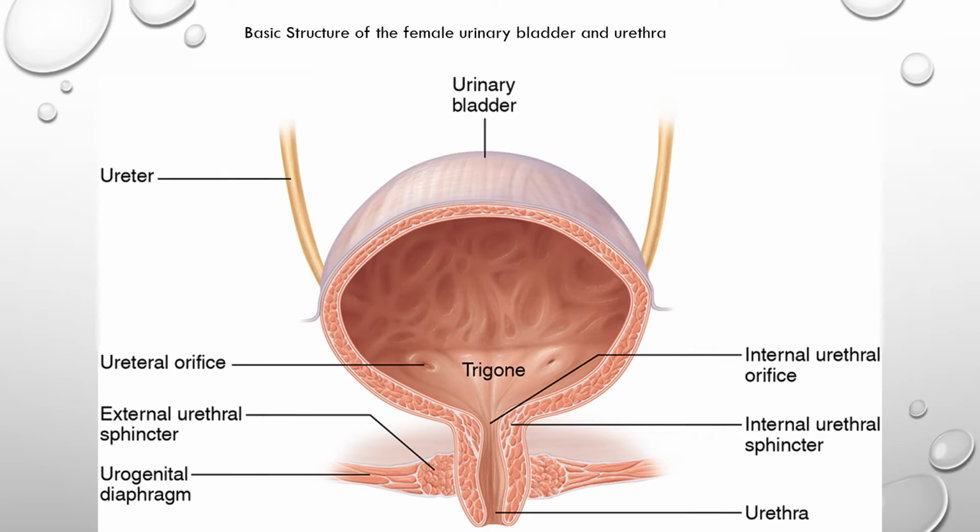So on the coming slides, we're going to talk about the ureters, the trigone, and the urethra, and this is just going to be a good reference slide for you to go back and see what these structures look like, and where they are in reference to each other.